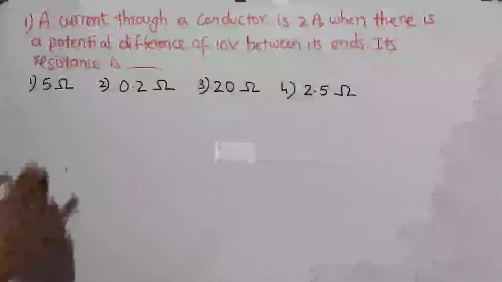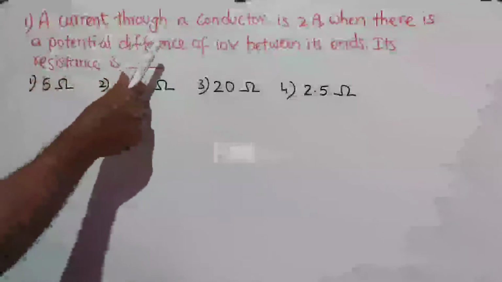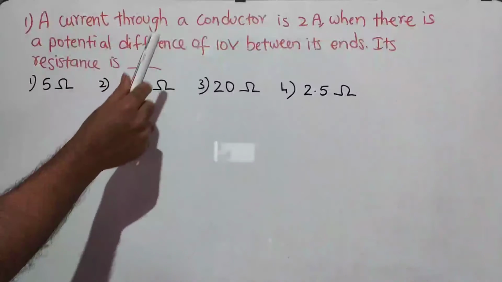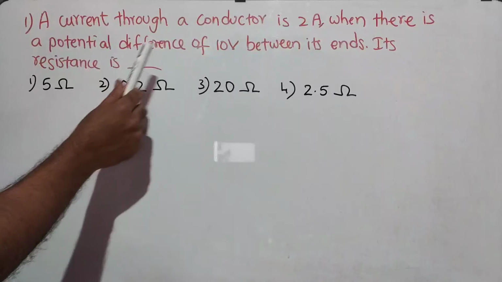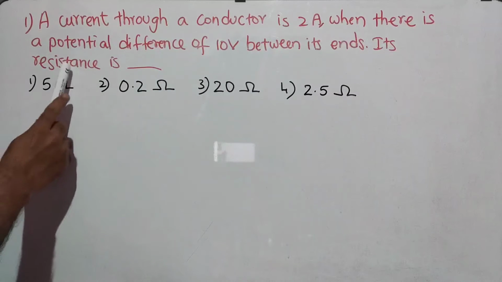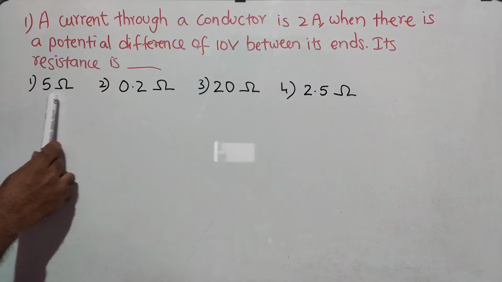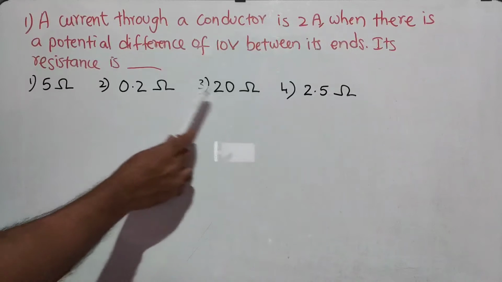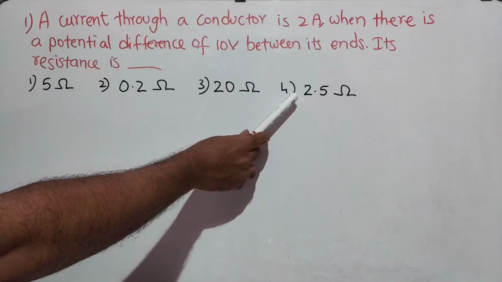So the first question is: a current through a conductor is 2 amperes when there is a potential difference of 10 volts between its ends. Its resistance is 5 ohms, 0.2 ohms, 20 ohms, 2.5 ohms.